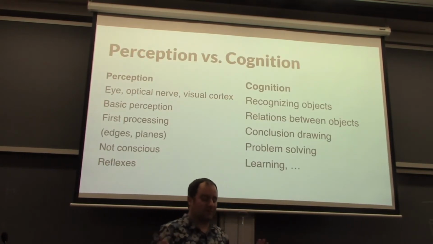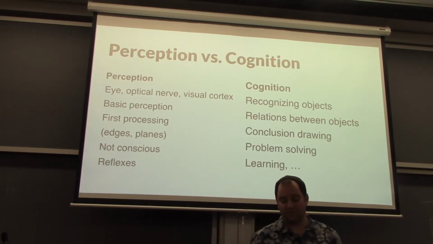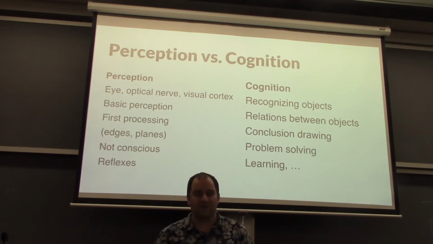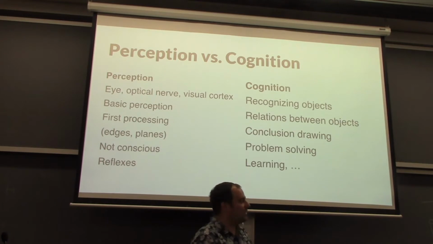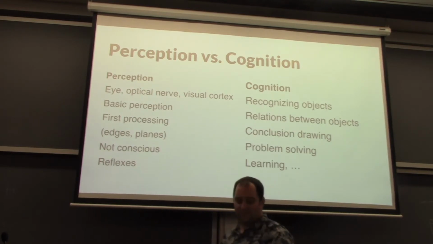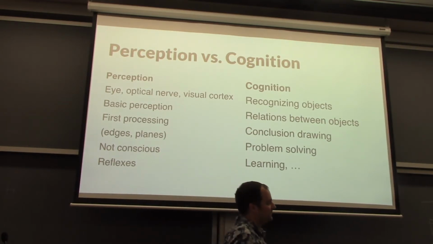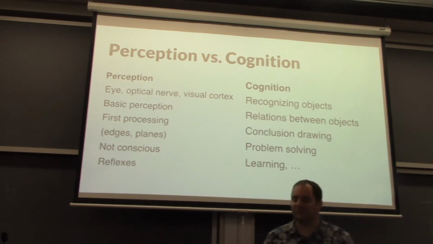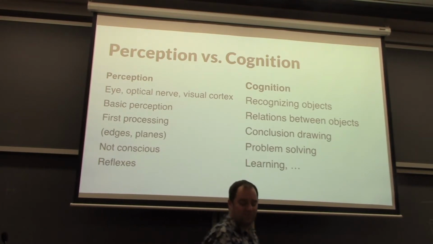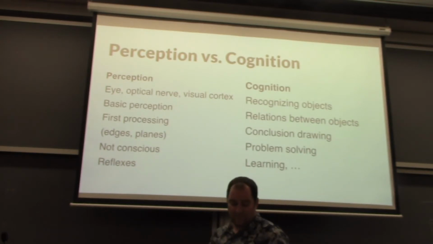These are just a couple of keywords related to those two topics. In perception we talk about the eye, the optical nerve, the visual cortex, basic perceptions, early processing, things like edges and planes, and it's usually not considered to be conscious. All of us also have built-in reflexes, and I'll show a couple of examples of how we can leverage these lower level reflexes for visualization too. Cognition is about recognizing objects, making sense of relationships between objects, drawing conclusions, solving problems, learning, and so on.